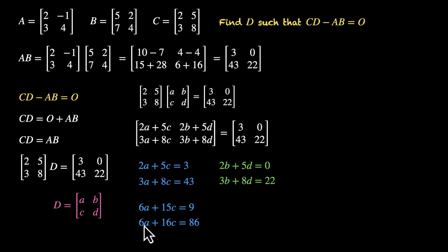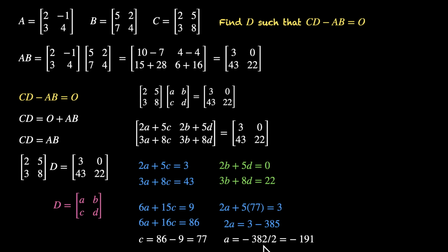Now let's eliminate A. We have 16 minus 15, that's C. C is equal to 86 minus 9, that's 77. So we got the value of C. Let's plug the value of C in one of these equations. 2A plus 5 times 77 is 3. Now 77 times 5 is 385. So 2A is 3 minus 385. 2A is minus 382. And if you divide by 2, you'll get A. So A is minus 191. So we have C, we have A.